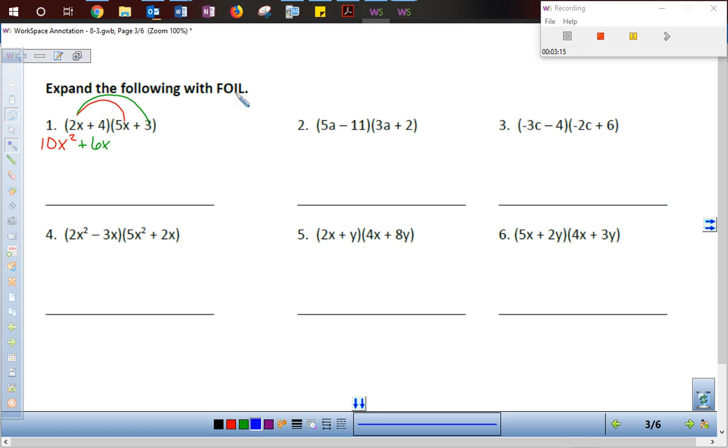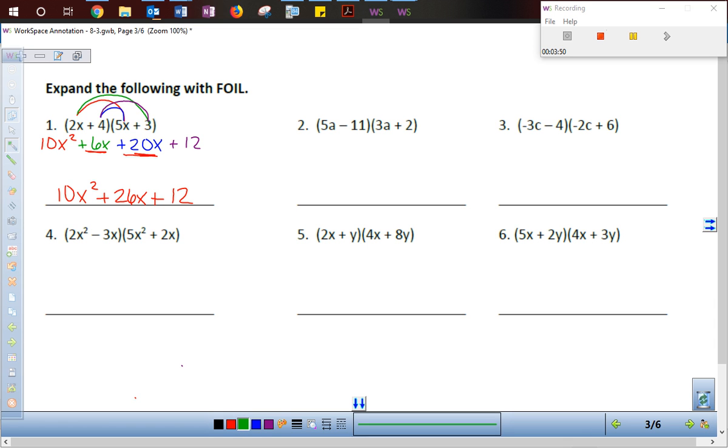I stands for inside. Inside would be the 2 terms next to each other on the inside, so 4 and 5x, which gives me 20x. L stands for last. So my last 2 terms are the last term of my first binomial and the last term of my second binomial, so 4 times 3 is 12. Finally, all I have to do is combine my like terms. 10x squared can come down. 6x and 20x give me 26x. And then 12 can end us up.